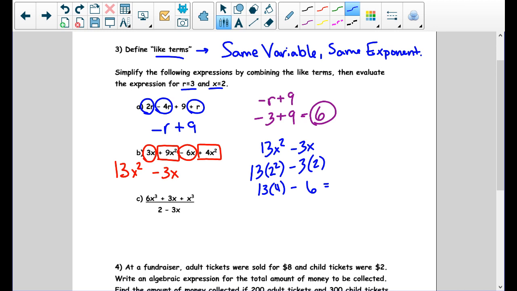What's 13 times 4? What was it? I think you were right. 52? Is that what you said? That is correct. And 52 minus 6 gives me 46.